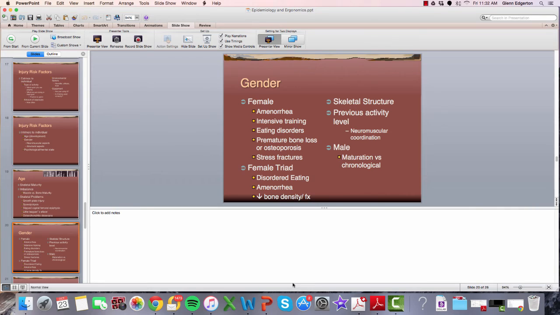We've talked about the female athlete triad with disordered eating and amenorrhea and decreased bone density. That's going to be a factor for those that are female. Males, you're really more dealing with how they mature, not necessarily. What I'm trying to say is that you're looking at the maturation versus the chronological age, that not all boys mature at the same rate. So you can't just say, oh, well, you're 14, so you're good to go. You have to look at their maturity level as well as their growth plates closing and where they are structurally.